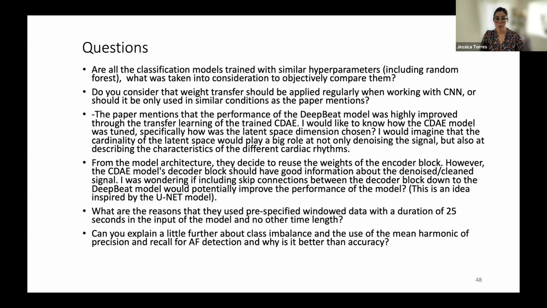And so that's why it's really critical, if you have class imbalance, that you use additional metrics besides accuracy to really understand how your model is working.